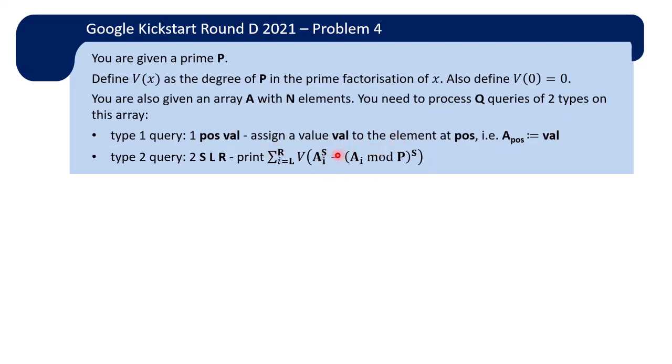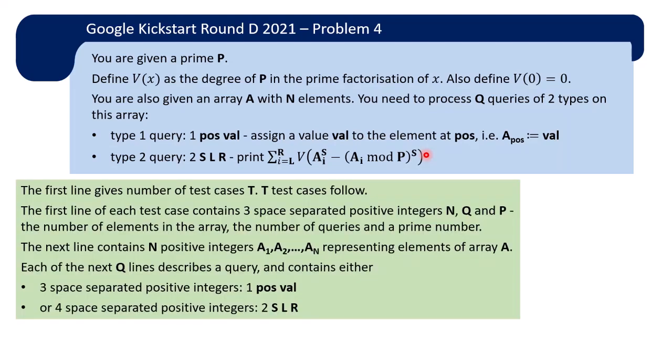And what is this expression? It is A to the S minus (A mod P) to the S. So it's an ugly looking expression, but you can very quickly tell that using the LTE lemma is going to really save your life here. Before going to the actual solution, I think it's important to look at the input, output, and limits as a good CP candidate.